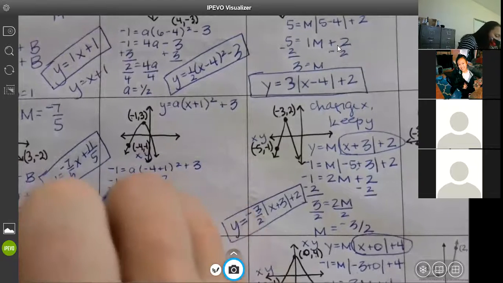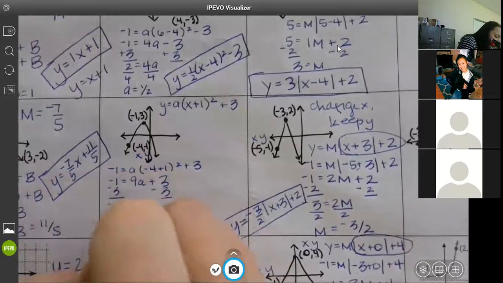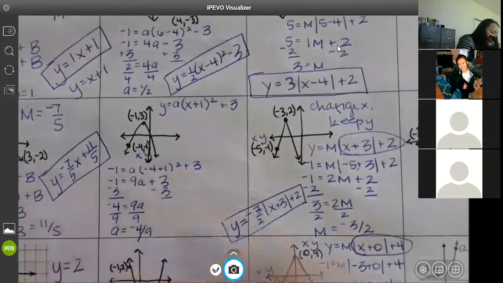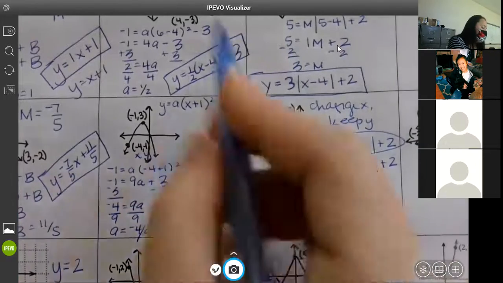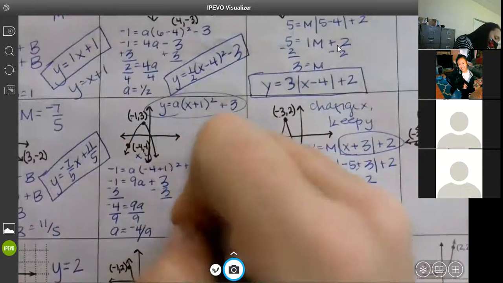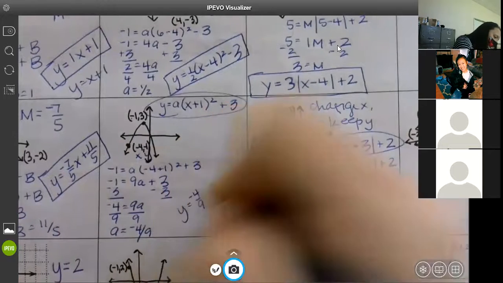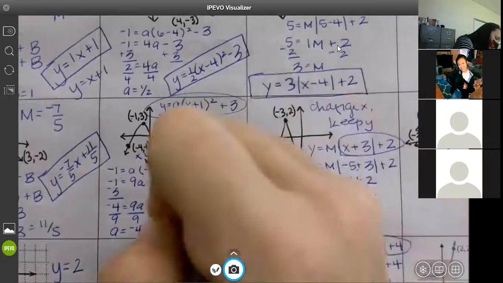Subtract your 3 so we can solve for a. We get -4 equals 9a. Divide by 9 and we get that a is -4/9. And a lot of times it's not going to be very pretty. Our equation is the same as the top with your a filled in. Y equals, a was -4/9, the rest of the equation, x plus 1 squared plus 3.